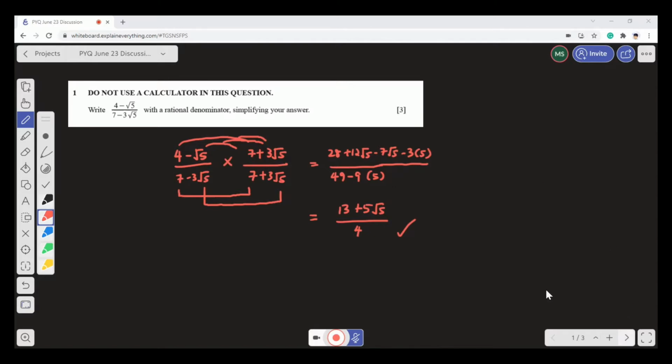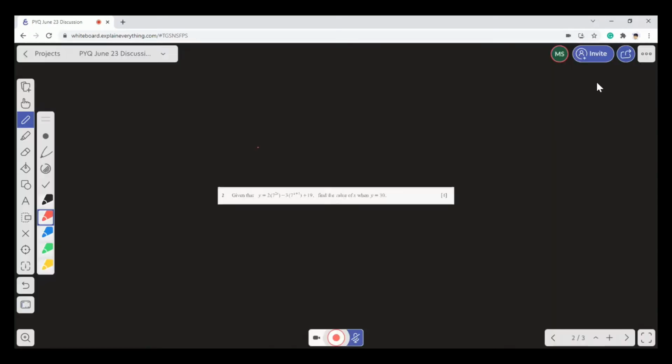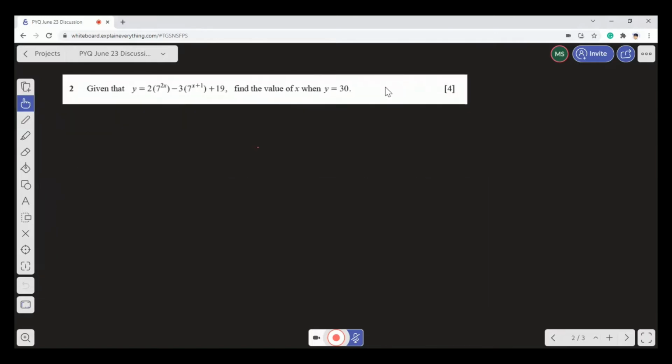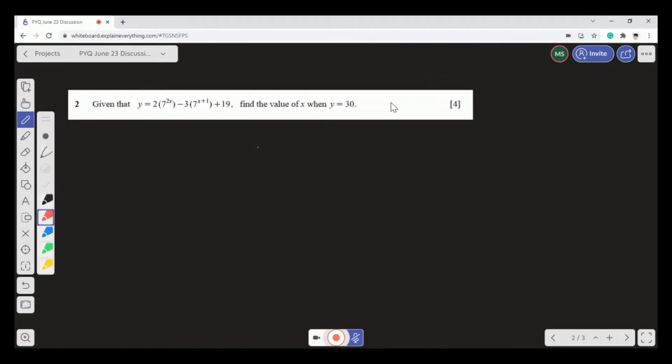Okay, question number 2. It's also another 3-mark question. But when we see this kind of question, I will stop a while. I would think that this might be an indices question. But however, it is not an indices question. May I know what we can do here? Separate first the 7 power x times 7 power 1. Why do we need to separate?